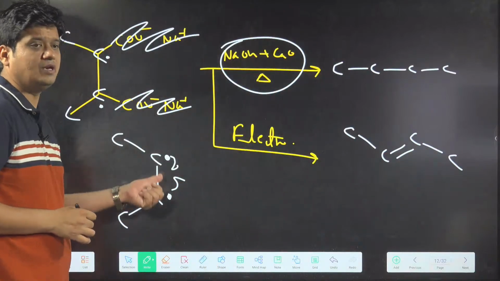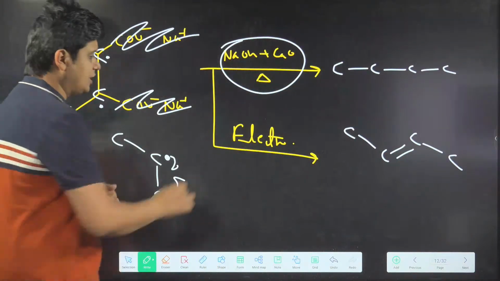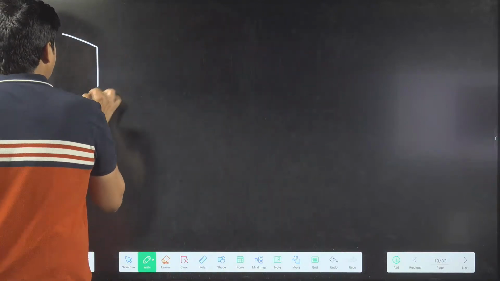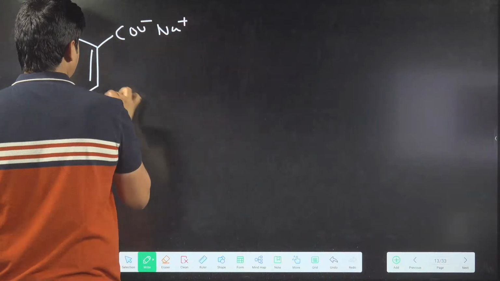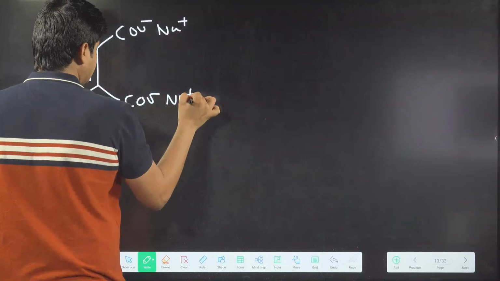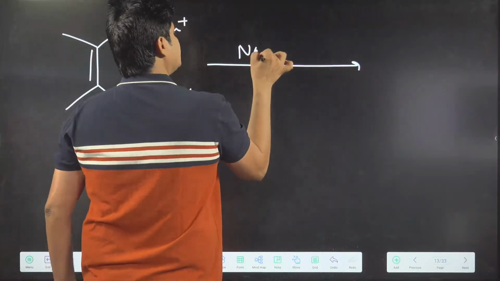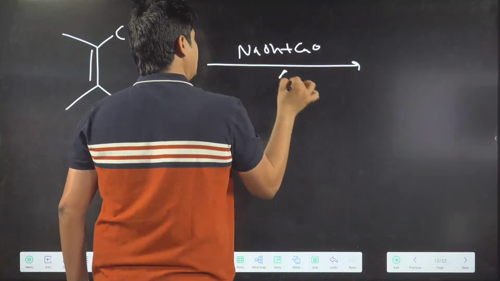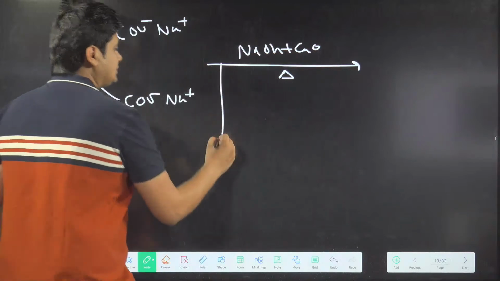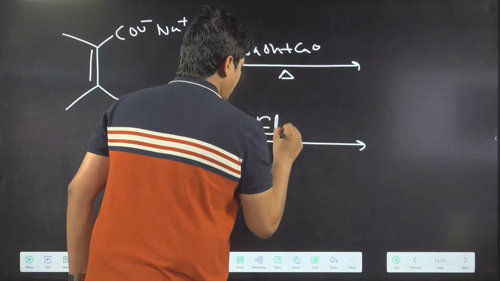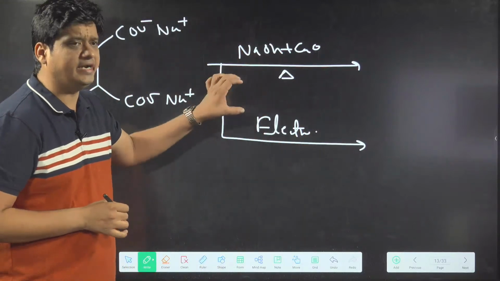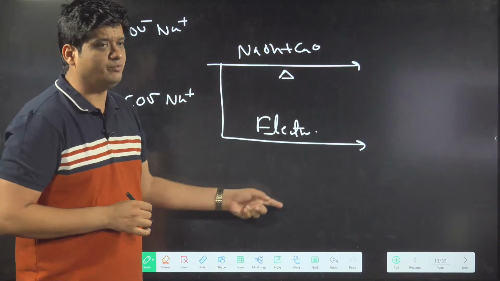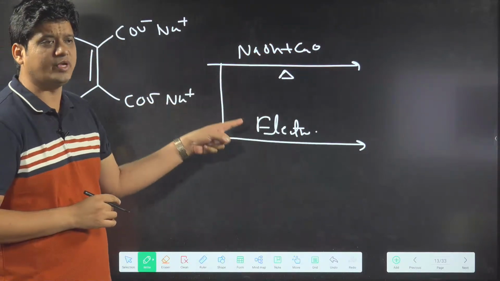This becomes a double bond. Is it okay or not? This is the electrolysis reaction. Let's take one more example for more clarity. Let's say this is given: COO minus Na plus, COO minus Na plus. One condition the examiner is saying is NaOH, CaO, heating. Second condition the examiner is saying is electrolysis. This is the best way to understand both the reactions. We have to read both the reactions together, because both are reactions of decarboxylation and Kolbe electrolysis.